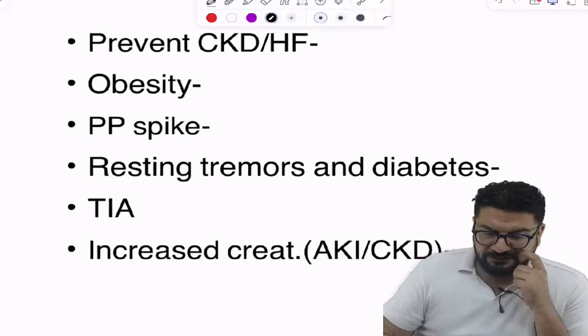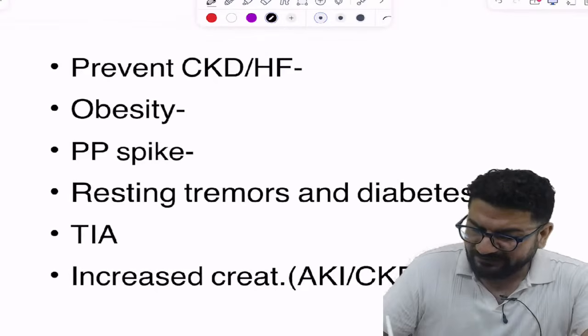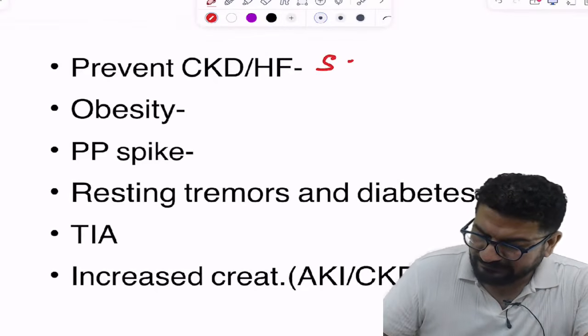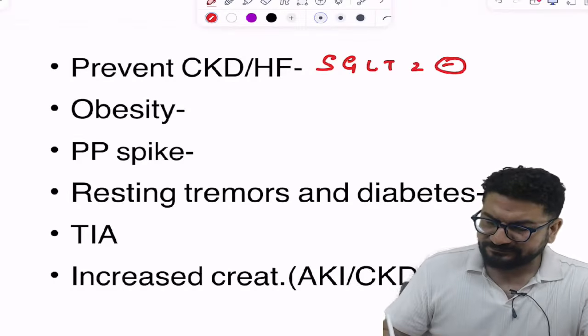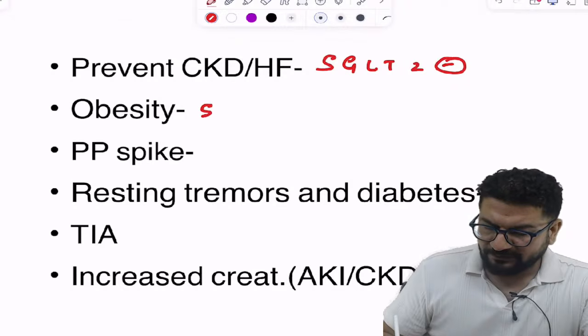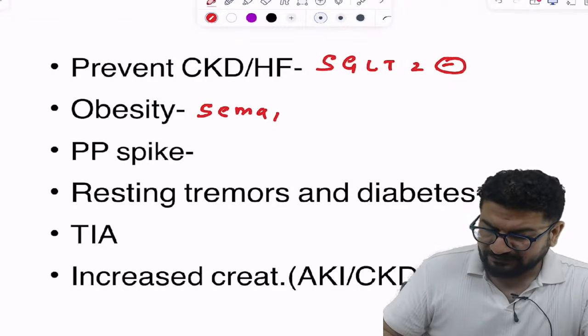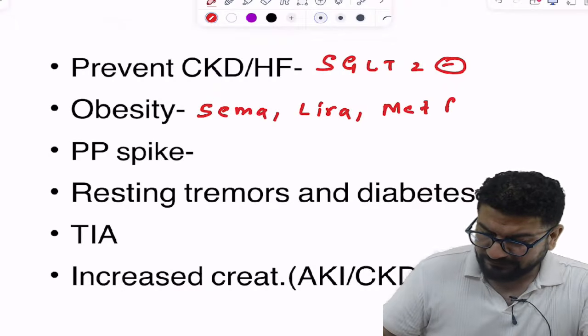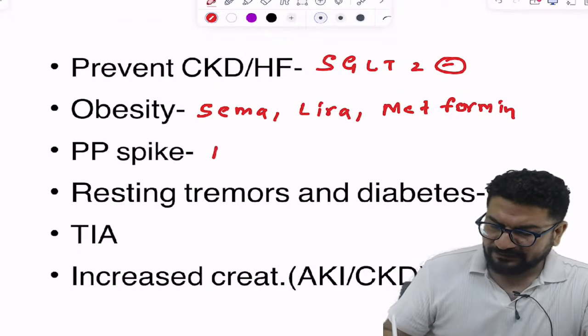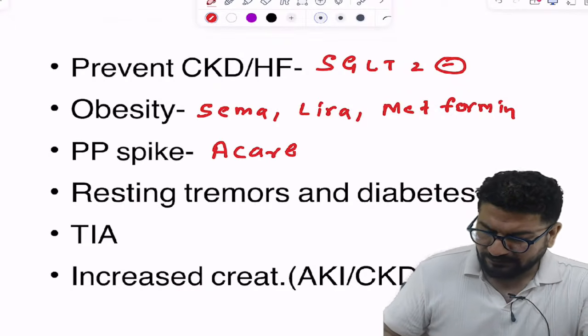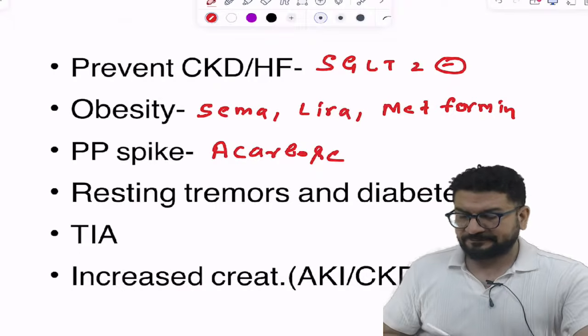Okay, now let's talk about some MCQs. So which drug prevents CKD and heart failure? Answer is SGLT2 inhibitor. What will you give in obesity? So what is preferred in obesity? We can use semaglutide, we can use liraglutide, or if nothing is available, we can use metformin. So these are preferred in an obese patient. What will you give for post-prandial spike? We will use acarbose or an alpha glucosidase inhibitor.